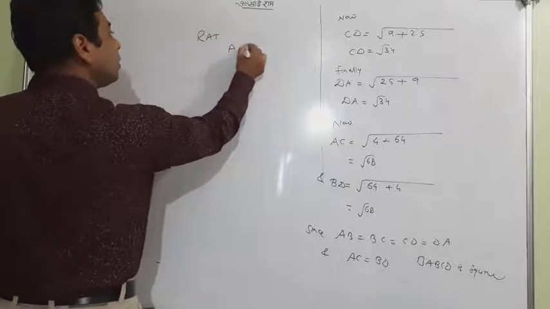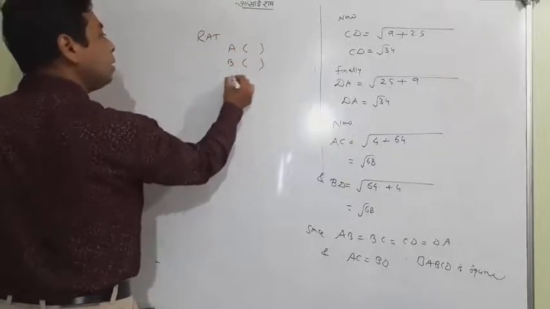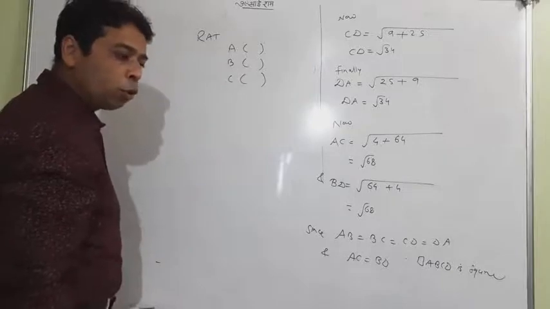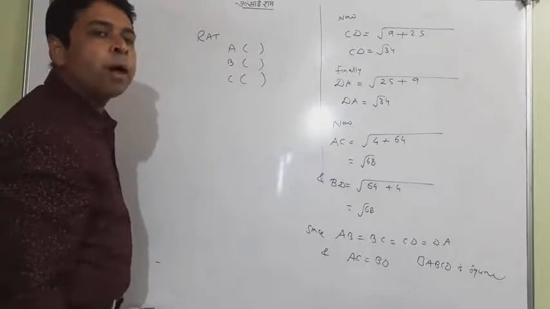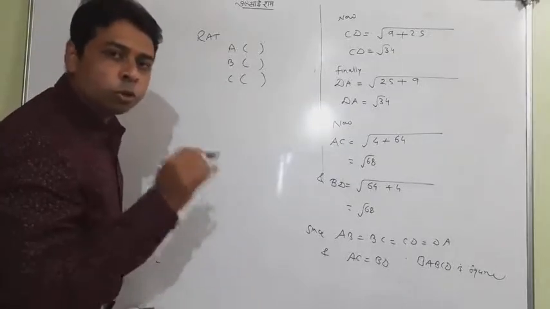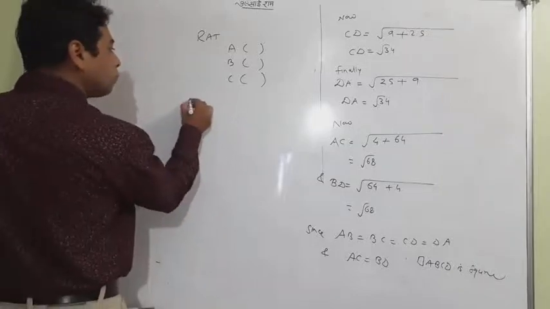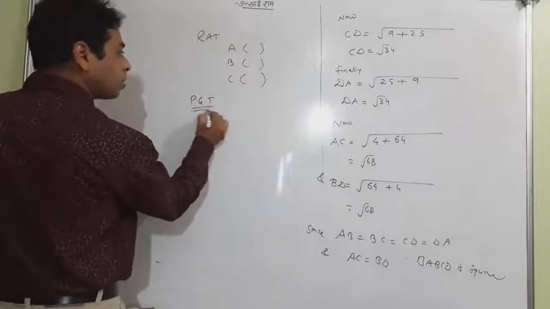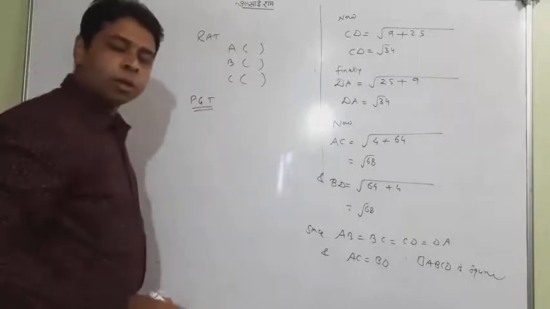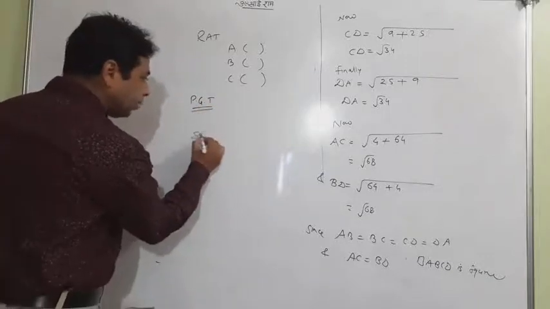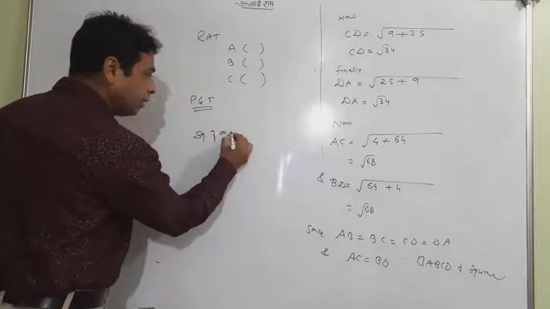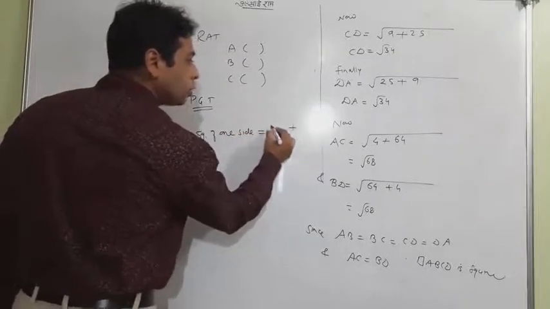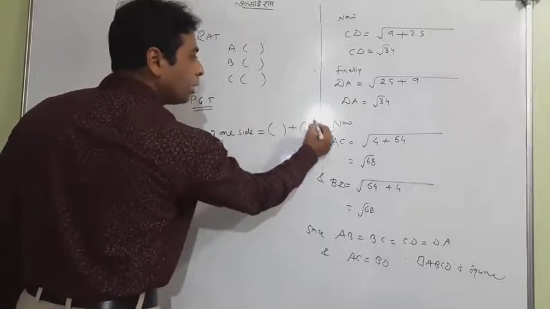If you are given vertices A, B, and C, and you are told to prove that ABC forms a right angle triangle, what should you do, student? You first use the Pythagoras theorem. What is the Pythagoras theorem? The square of one side should equal the sum of the squares of the other two sides.